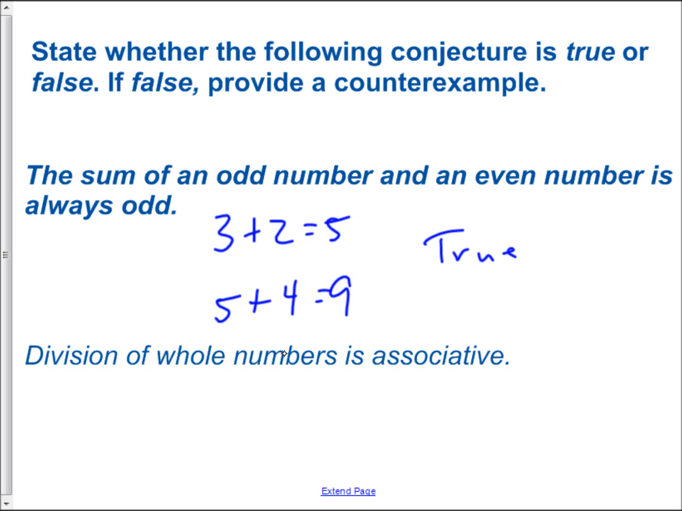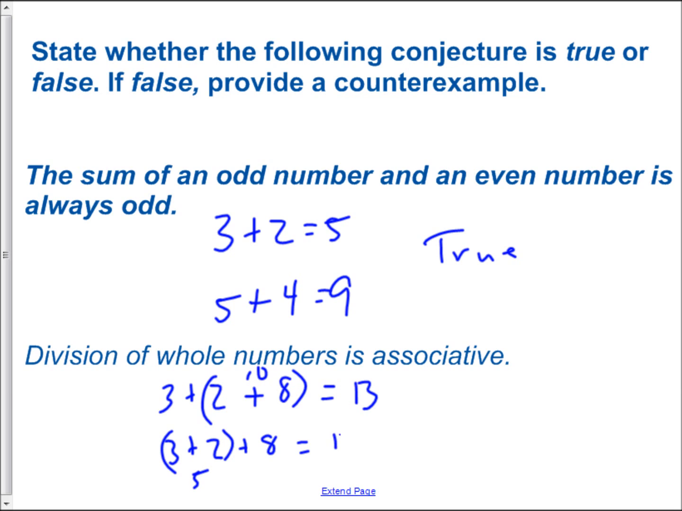Division of whole numbers is associative. So if we look at the associative property, that would be like having 3 plus 2 plus 8 and being able to do these two and getting the same answer, and then being able to do these two, and getting the same answer. If we take a look at that, we get 10 here, and then we get 13, and then here we get 5, which also gives us 13. So we know that addition is associative.